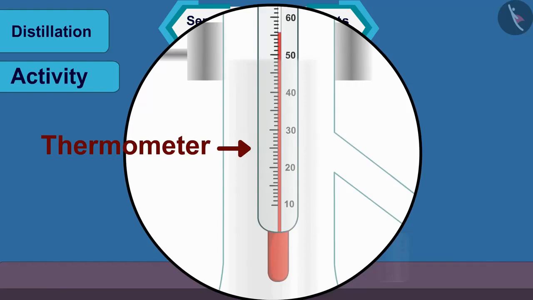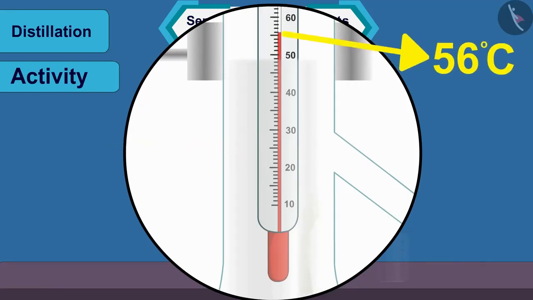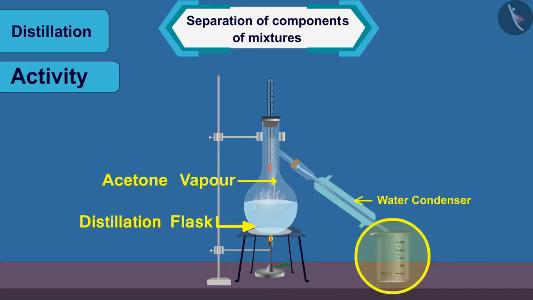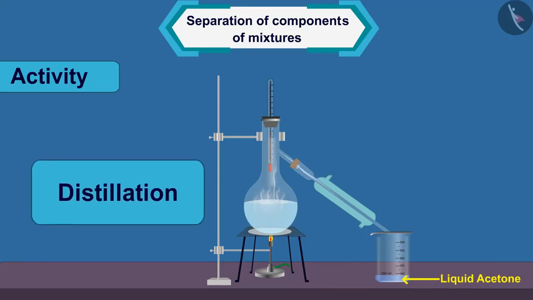Vapor of acetone appears to rise in the flask at approximately 56 degrees Celsius. This acetone vapor passes through the condenser. It starts condensing and again accumulates in the beaker in the liquid phase. In this way, we can separate the mixture of acetone and water by distillation.